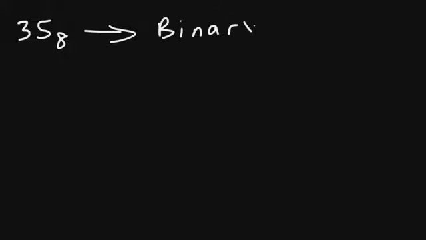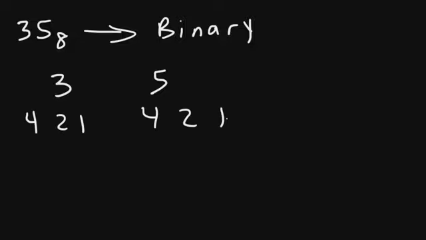Now let's try another problem. Let's convert 35 from the octal system to a number in the binary system. If you want to pause the video, feel free to do so and try this problem. Let's begin by separating the 3 and the 5, and let's write the numbers 4, 2, 1 for each.